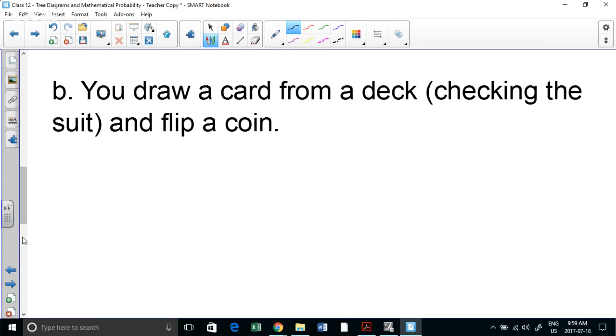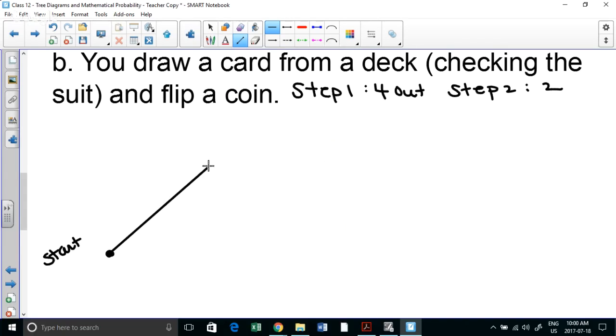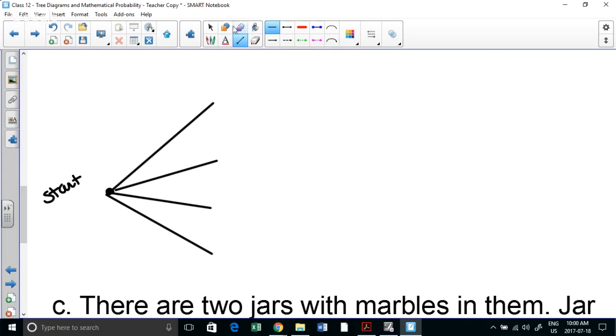So you draw a card from a deck, and we're checking the suit, and flip a coin. So we have step 1, with 4 outcomes, and step 2, with 2. So we have our starting point. From the start, I could have 1, 2, 3, 4 different outcomes.